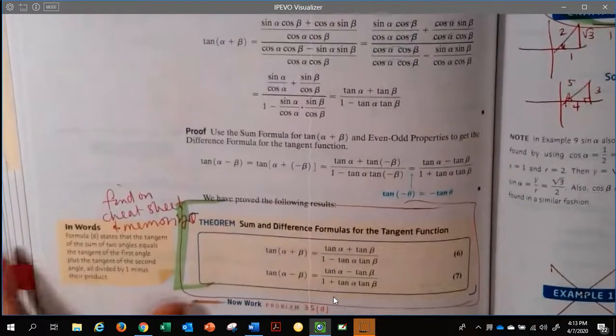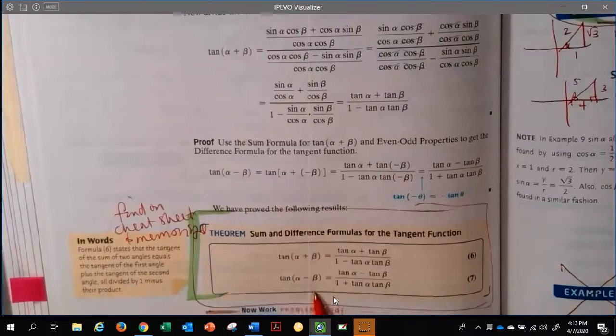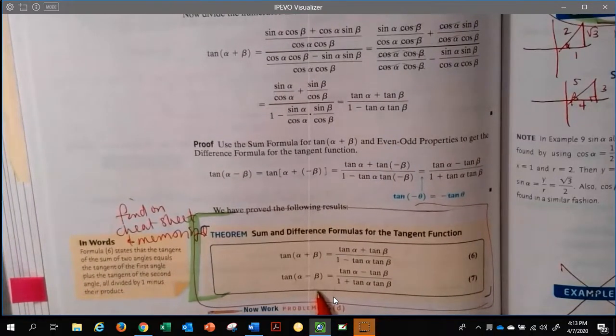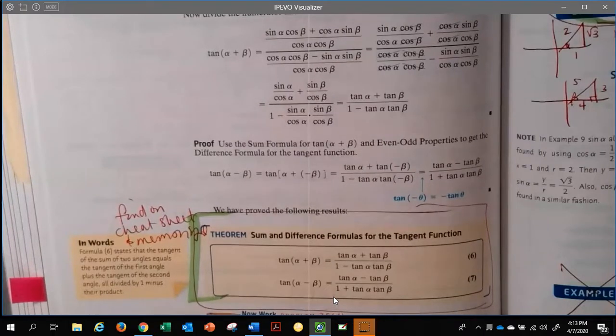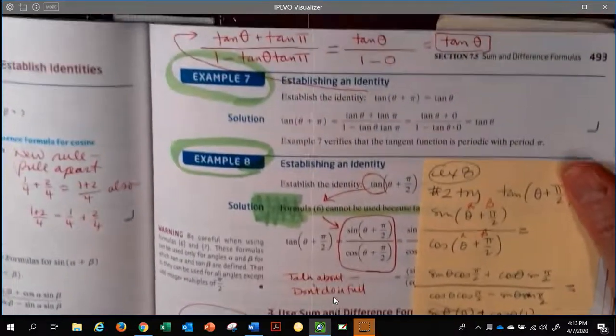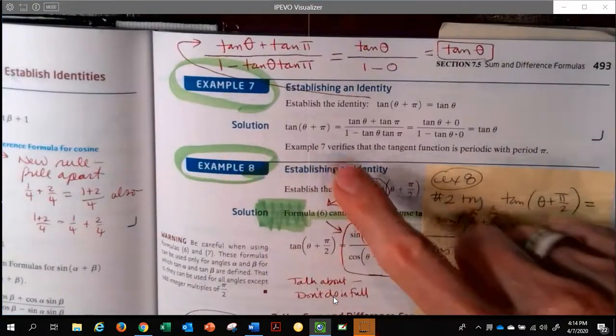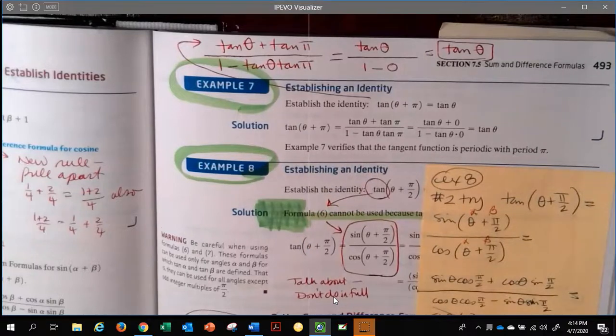Turning some more pages, and I'm now at the bottom of 492. You've got sine, cosine, and you also have tangent. Make sure you have this one memorized. You already had it memorized or really close to it when we saw each other before. On page 493, make sure you have example 7, example 8, and example 9. Make sure you know how to do all of those.